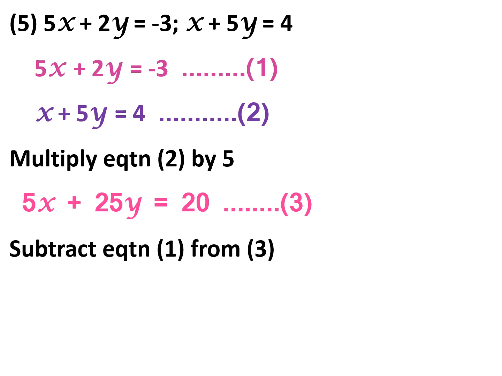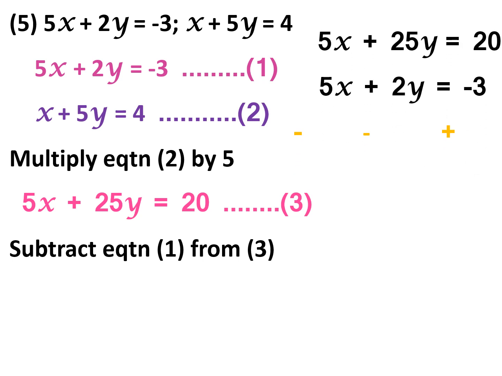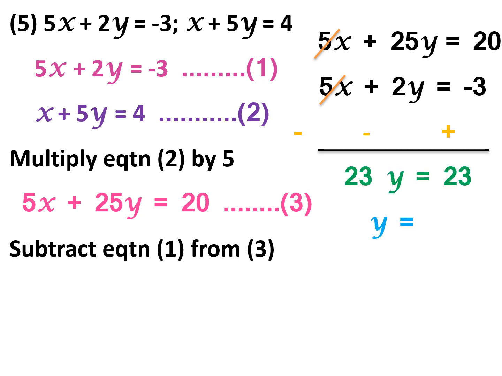Subtracting equation 1 from 3. So I get 5x plus 25y is equal to 20 minus 5x plus 2y is equal to minus 3. Plus 5x minus 5x gets cancelled. 25y minus 2y is 23y. 20 plus 3 is equal to 23. Therefore, y is equal to 23 upon 23. y is equal to 1.